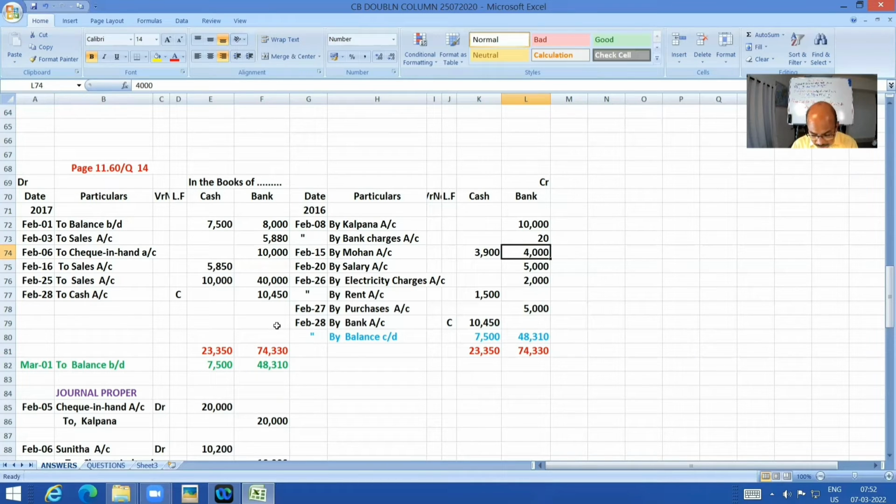Paid electricity bill of rupees 2,000 for January by check. Anyway, for January or anything, I have paid the electricity bill by check. So by electricity bill in the bank column 2,000. Paid rent, nothing mentioned otherwise, so obviously by default cash. By rent 1,500.